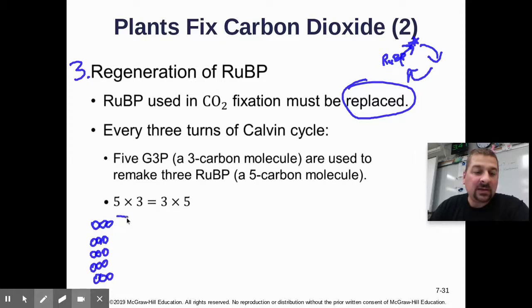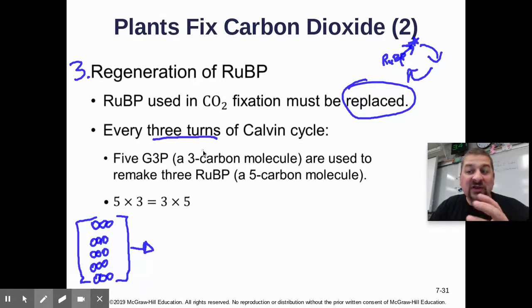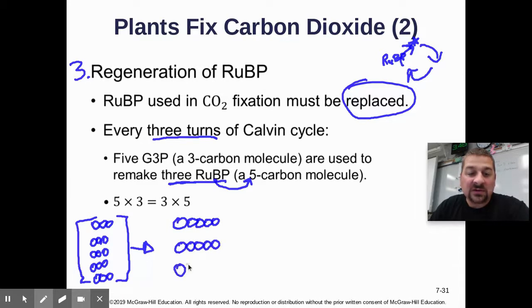Five three-carbon molecules are going to get rearranged back into, you went three turns, so you need three RuBPs to start this over again. Remember, RuBP is a five-carbon molecule, so you need one, two, three, four, five carbons, and you need three molecules of that.